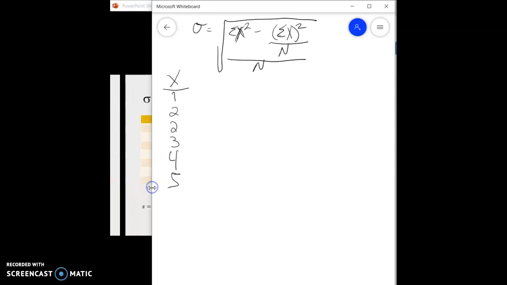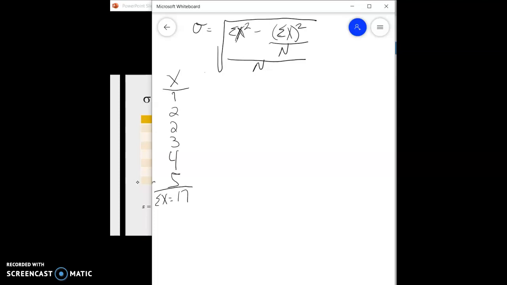First thing we can do is get the sum of x, which is 1 plus 2 is 3, plus 2 is 5, plus 3 is 8, plus 4 is 12, plus 5 is 17. So sum of x is equal to 17.